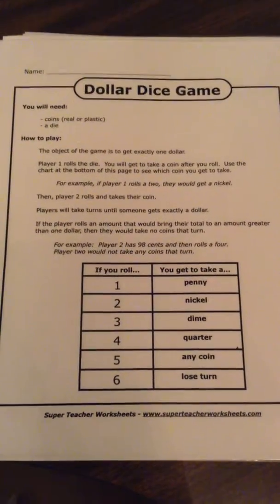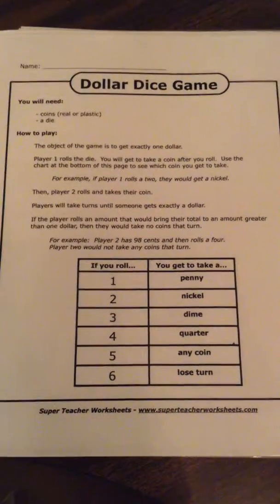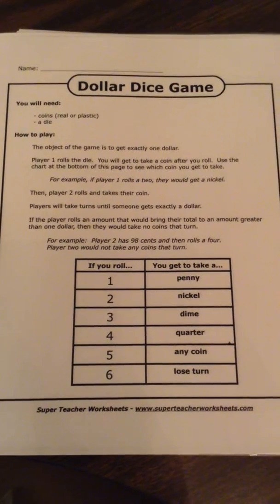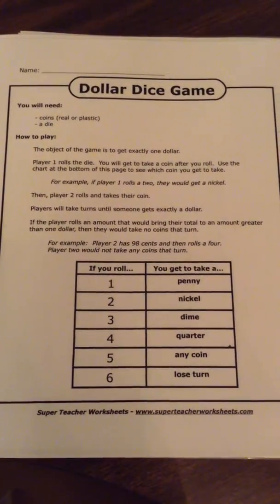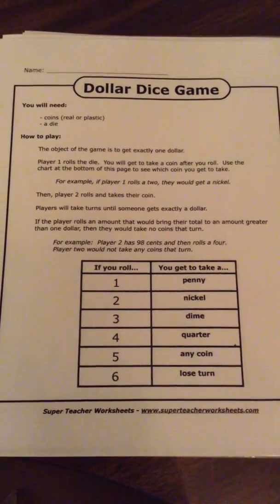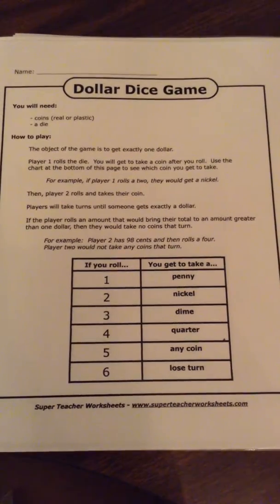So if I have a nickel, we know that that's worth 5 cents. So if I roll a nickel and a penny, then that would be 5 cents and 1 cent. So I would get 6 cents. You're trying to add up the amount of change you get until you reach $1. And this is your fluency, which you'll do at the beginning of class before you do math.